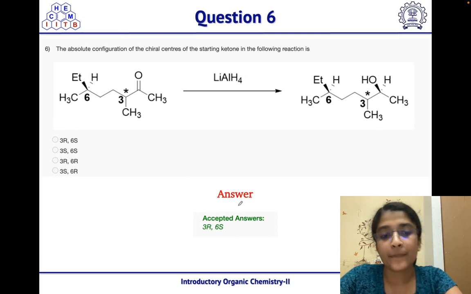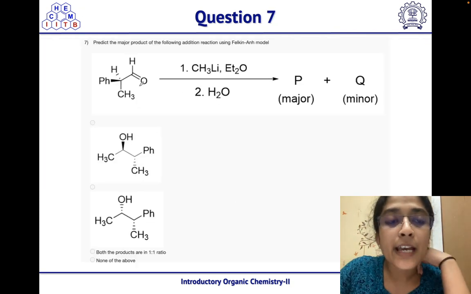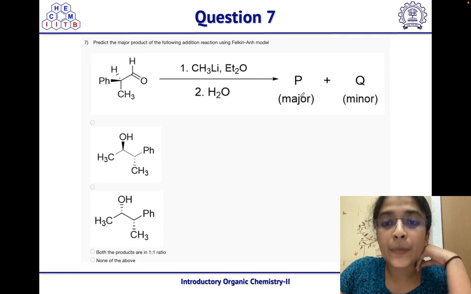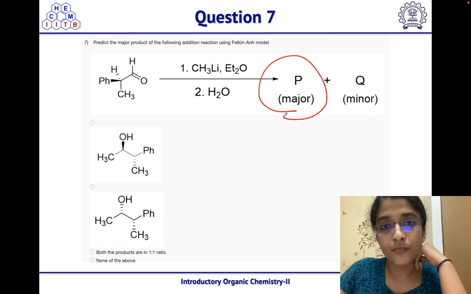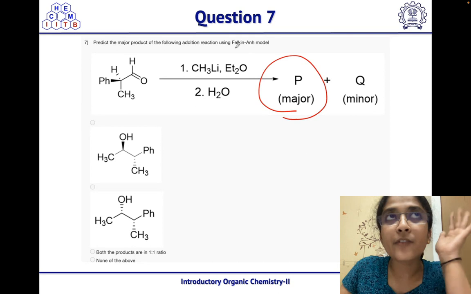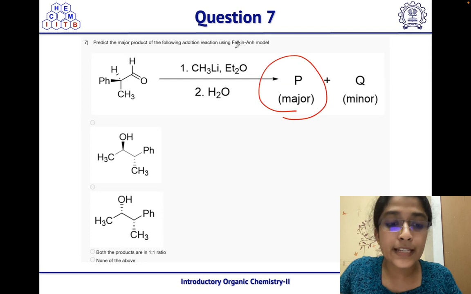So now coming to question number 7. Here they have asked what is the major product of the following addition reaction using the Felkin-Anh model, and they have given a reaction with methyl lithium and water. P and Q are the two products obtained. What is the major product? That is, we have to find what is P. We have already seen how to approach this question in the previous questions, number 5 and 6 as well.